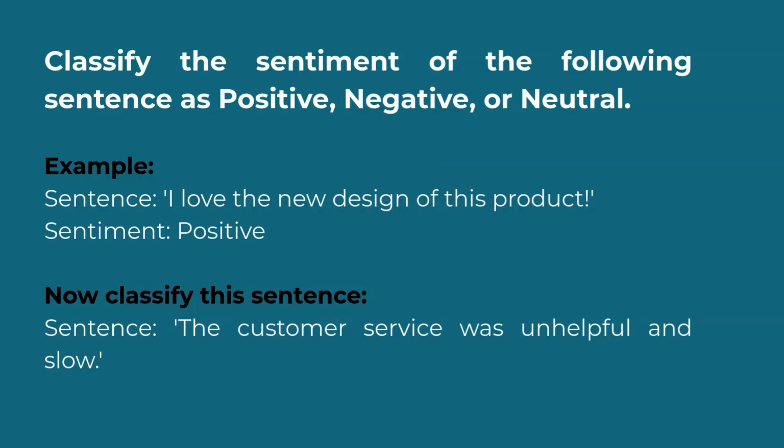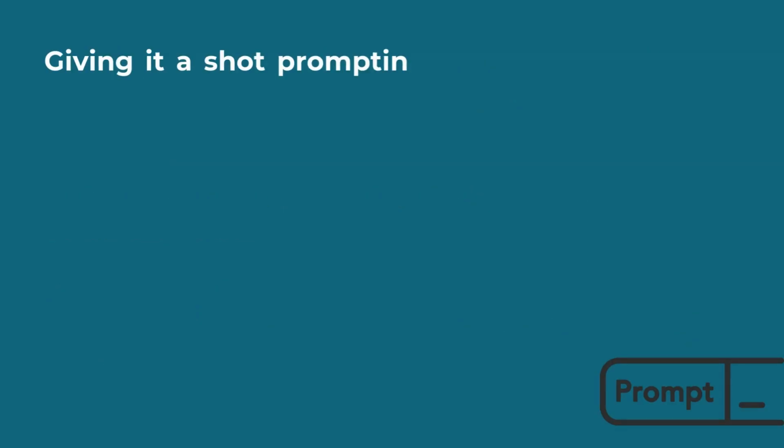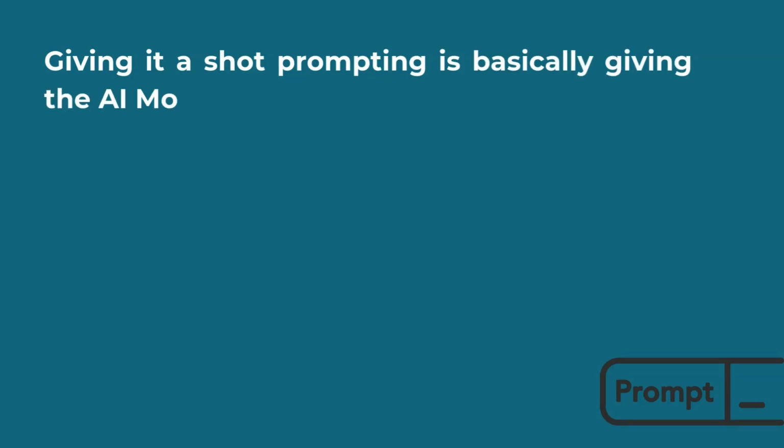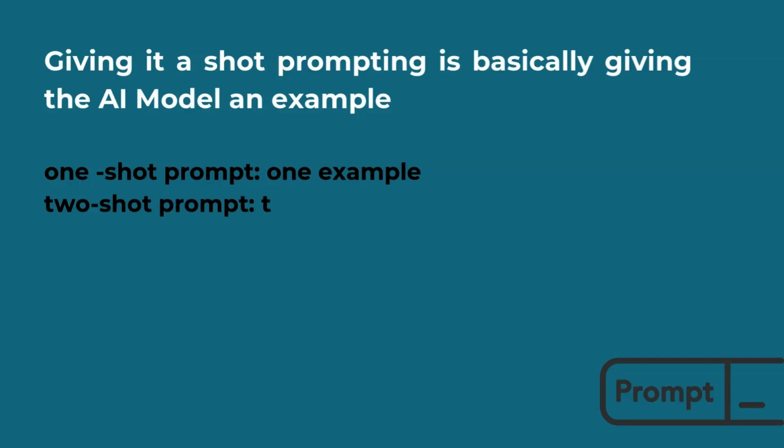Now I'm going to give it a prompt. I'm going to ask it to classify this sentence. The customer service was unhelpful and slow. What sentiment would it apply to that? You can go and run that in an AI model yourself and find out what happens. Make sure you give it the whole prompt. Okay? So that's what we refer to as shot prompting. Shot prompting is basically giving it an example. So there are certain times when you want to give the AI an example of the result you are expecting it to get back.